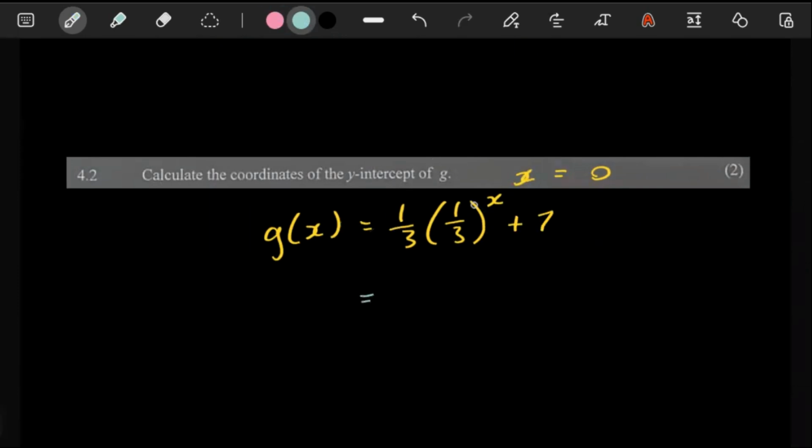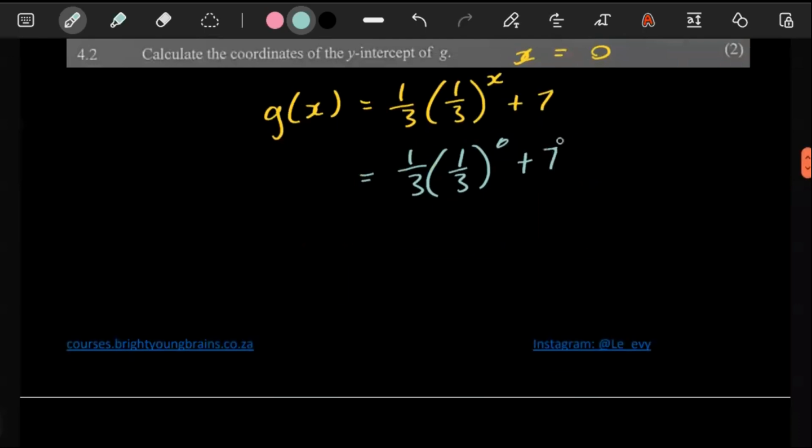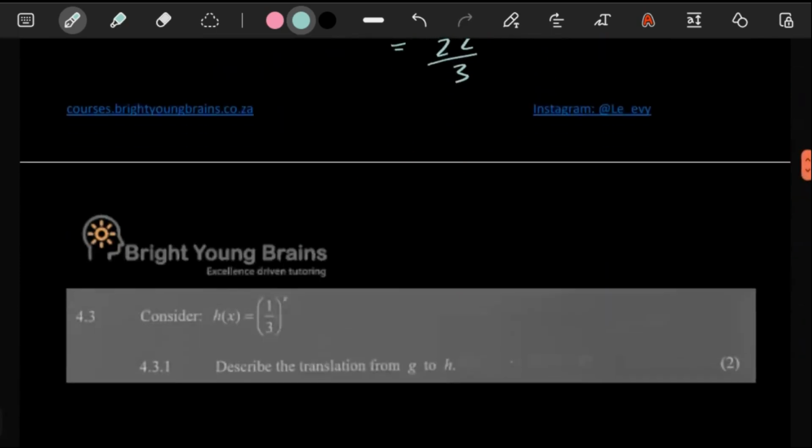We have to make x a 0. 1/3, x is a 0. Anything to the power of 0 is a 1. So this is like 1 times a third, which is just a third, plus 7. Don't bother yourself, just put it in the calculator. So this is giving us 22/3. 22/3.